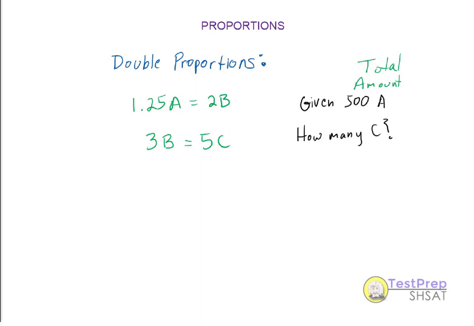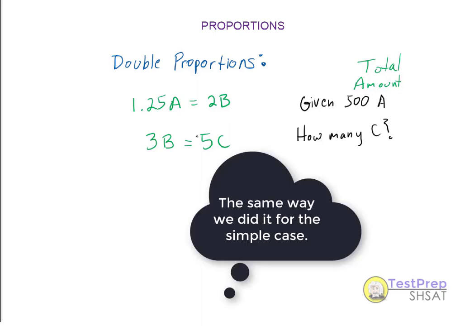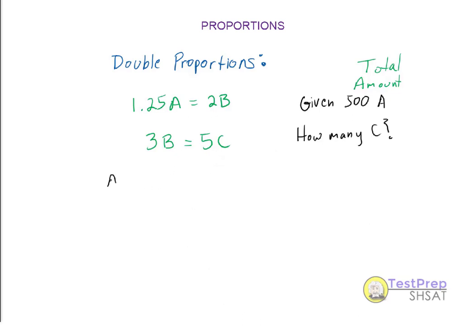Well, the approach is going to be the same. Let's take our equations and set up equivalent proportion equations. So how do we do that? We know 1.25a equals 2b. The a divided by the b equals the 1.25, pulling the 2 under, divided by 2. That's our proportion equation for the number of a divided by the number of b. Likewise, on the second equation, 3b equals 5c, I would say b, pulling the c underneath, b divided by c equals 3 divided by 5. And that's our second proportion equation.